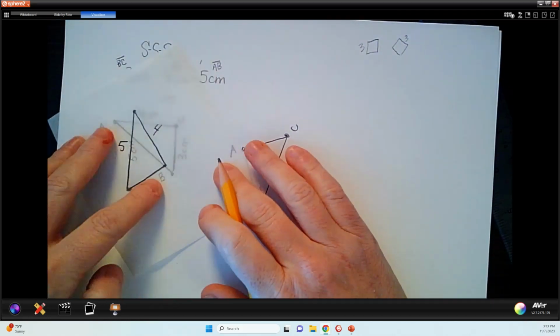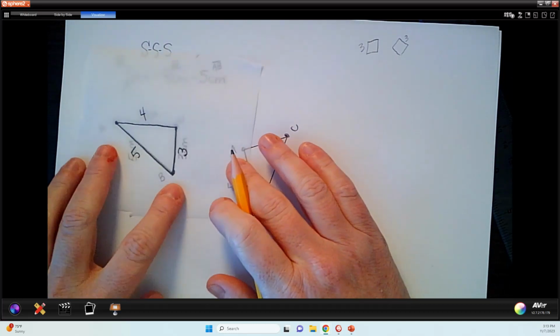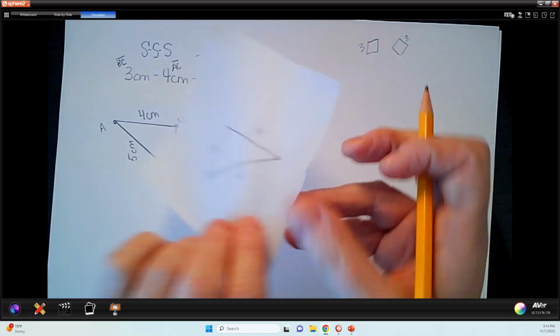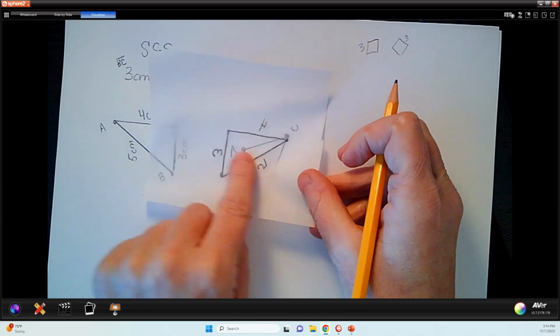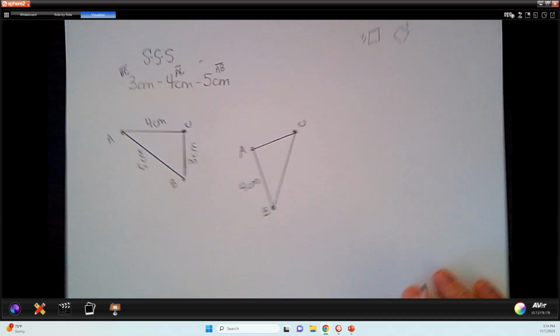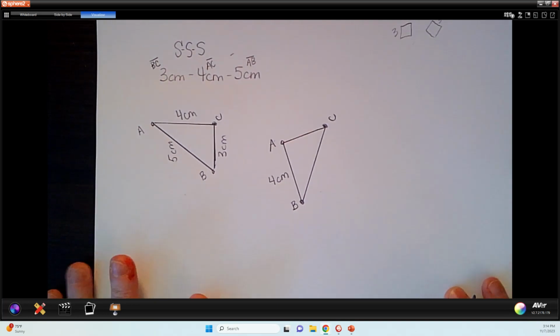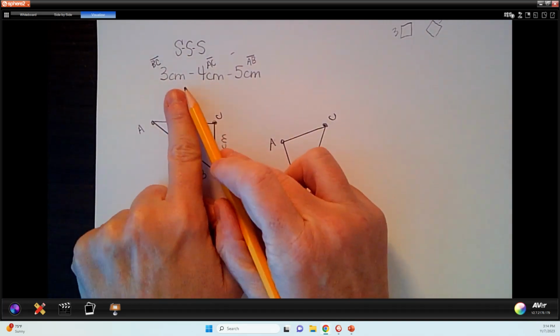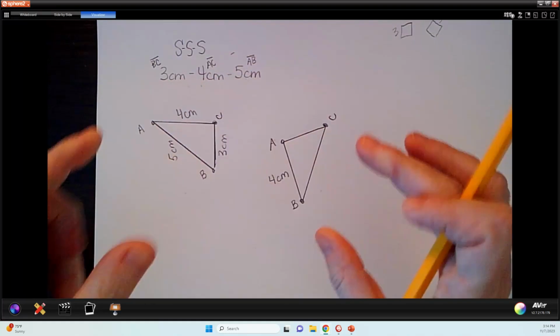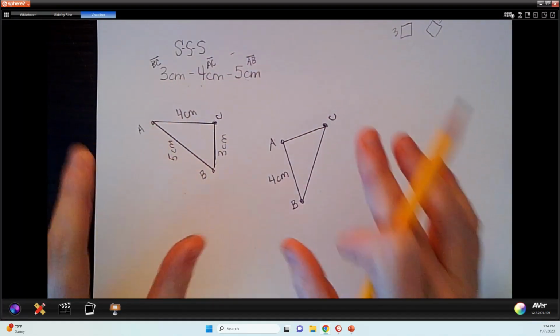Look for the 4. All this is a rotation. So I've taken this shape and just rotated it. Now I could draw a reflection, right? But if I reflect this shape and draw it somewhere else, it's still going to be 4, 3, and 5. So that's the cool thing about side, side, side. If someone gives you three side measurements, there's only one way that you can actually make that triangle.